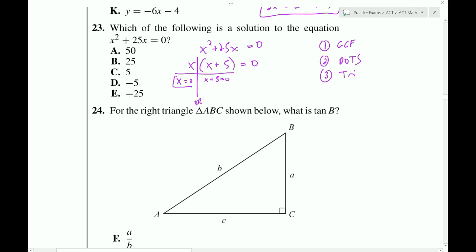So in one instance we have x equals 0, and in the other instance, if we solve this out, we get x equals negative 5. So those are both of the x values that are going to cause this original thing to equal 0. Okay, and so the one that they're looking for is choice D.